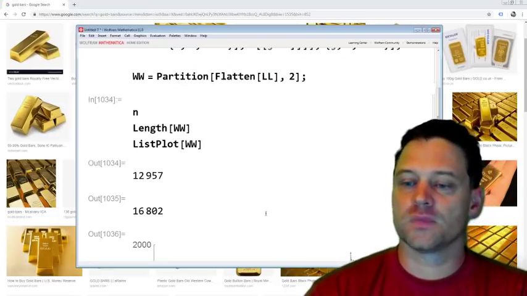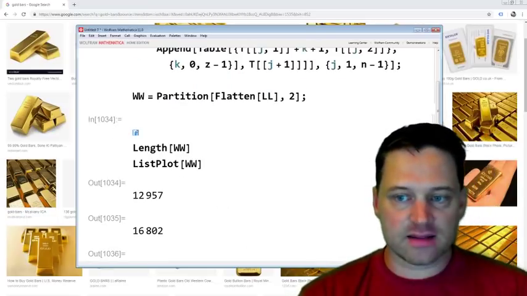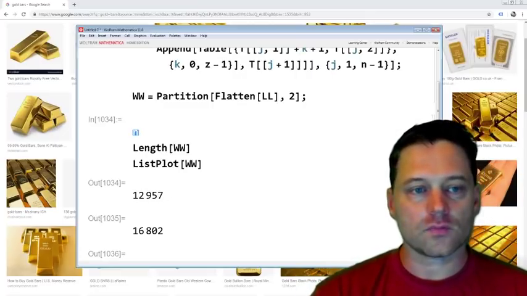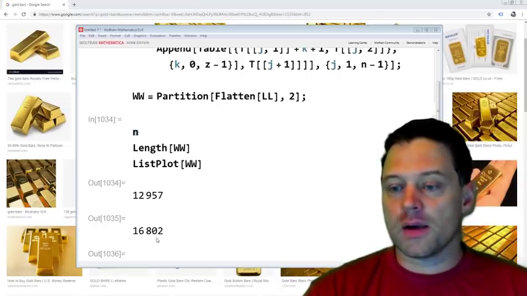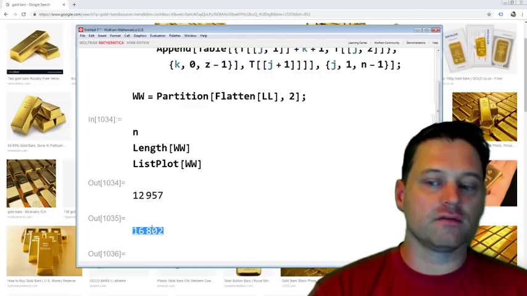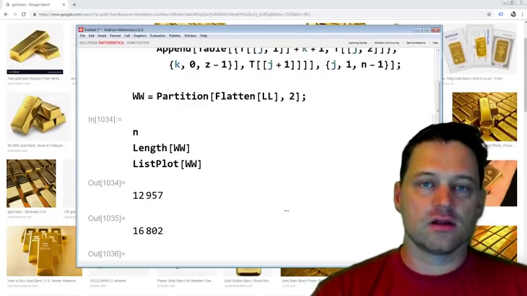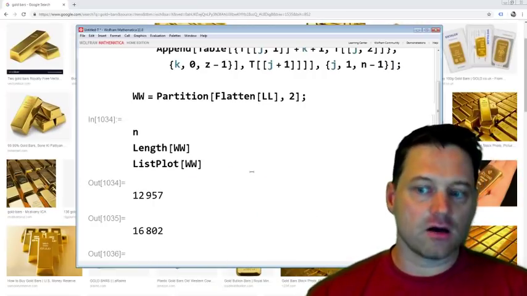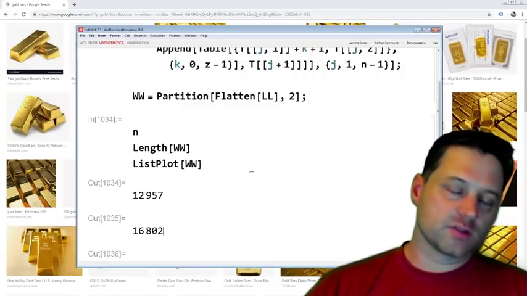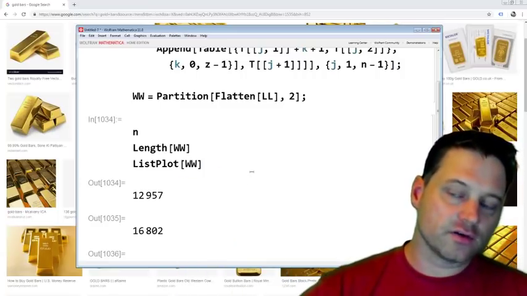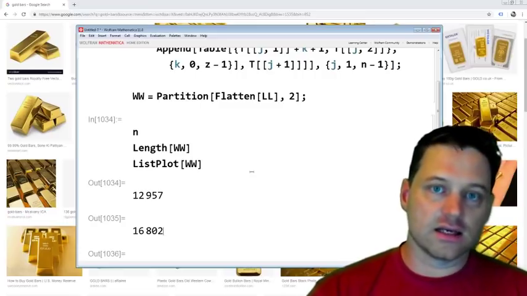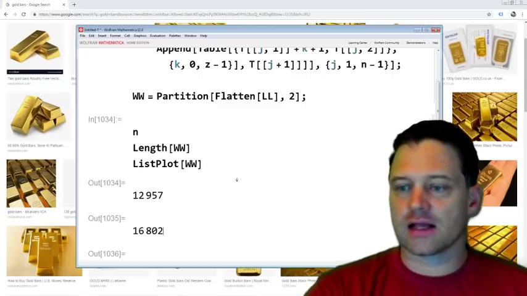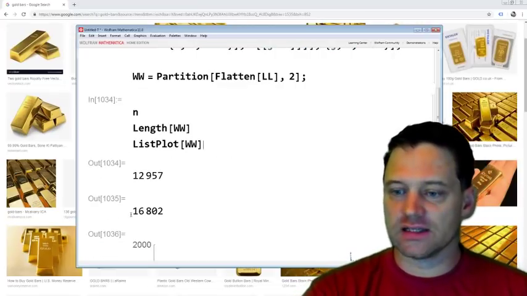Okay, Shift Enter. What this is telling me is that the original length of the list is 12,957. And now we obtain a list of length 16,802. That's great because that is roughly the difference between the last Julian day of the list and the Julian day of the first day in the list, the 4th of January 1973. So that's exactly what we want. We now have a list of this length.